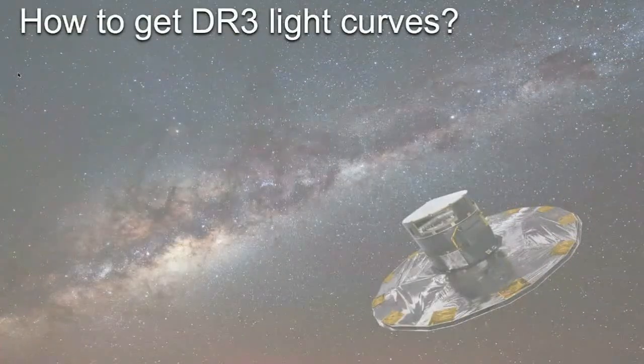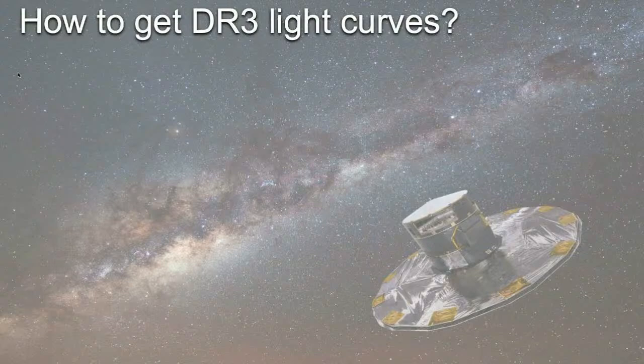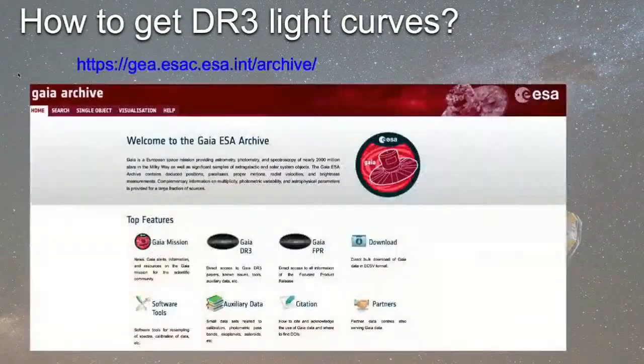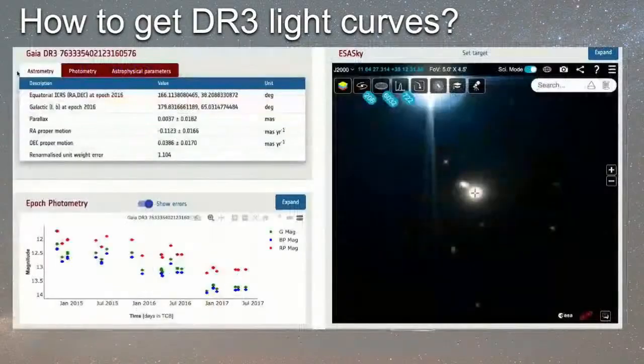Some people ask me how to get the DR3 light curves. For this, you need to go to the archive. If you want information on a single source, you can go in here. In this case, you put the coordinates or the name of the source. Here you can see the astrometry, the photometry, and astrophysical parameters. You can see the light curve of this source. And here you have all information of all the catalogs where this source is observed.